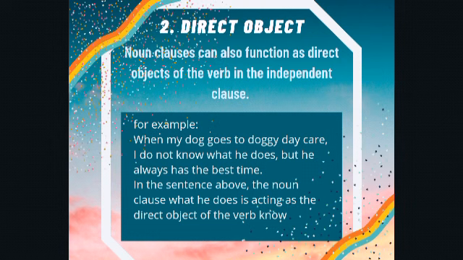Okay, second, direct object. A noun clause can also function as the direct object of the verb in the independent clause. Okay, for the example: When my dog goes to doggy daycare, I do not know what he does, but he always has the best time. In the sentence above, the noun clause "what he does" is acting as the direct object of the verb "know."